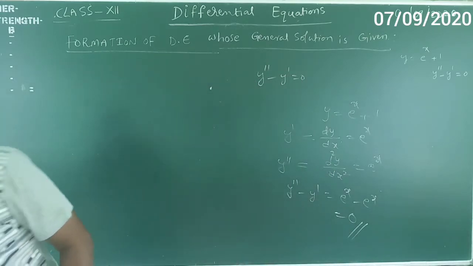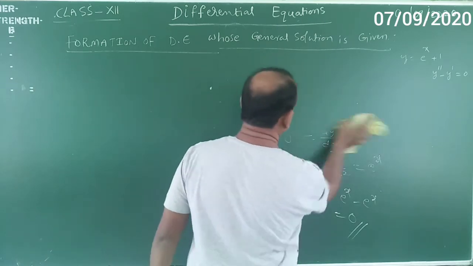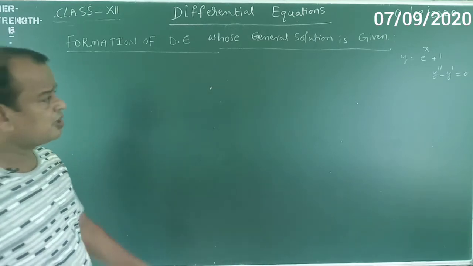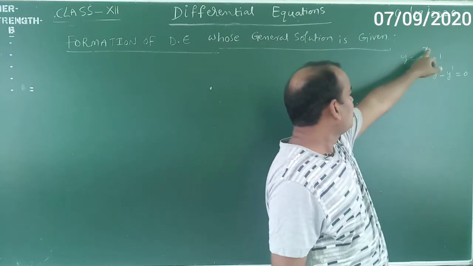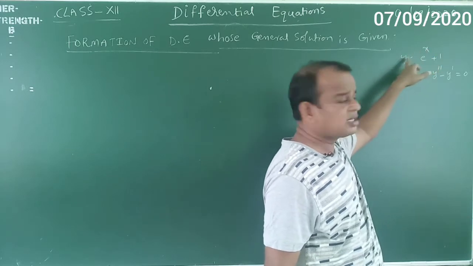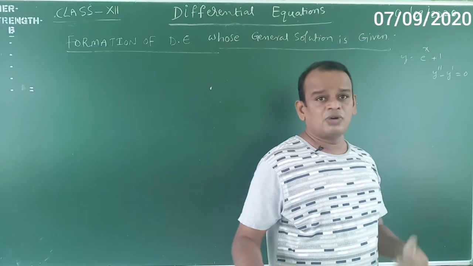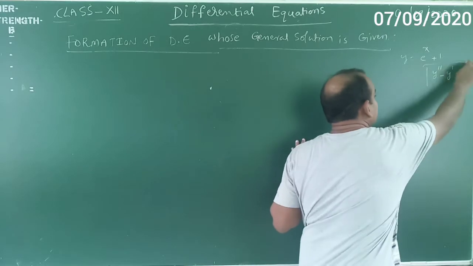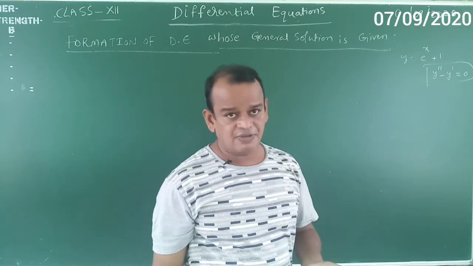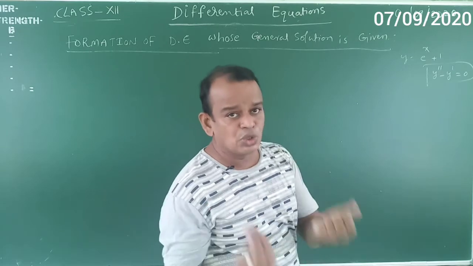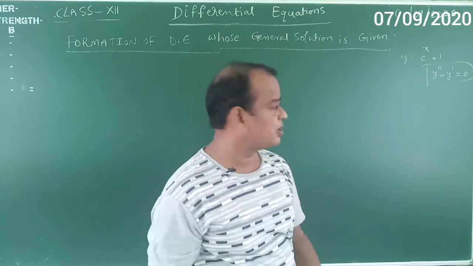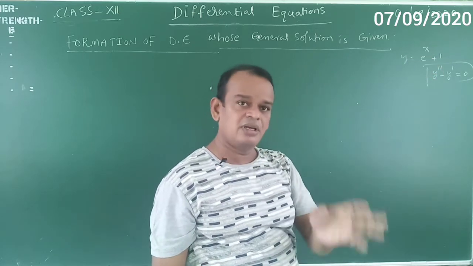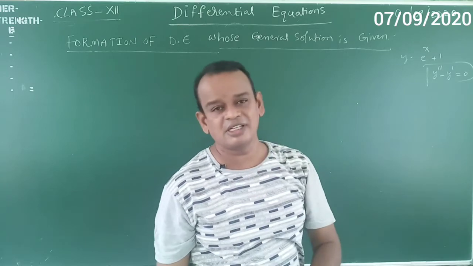My dear students, how to form the differential equation? Whenever the general solution is given, observe how it is the general solution. It contains the independent variable, the dependent variable, and constants. Now we will find the differential equation when the solution is given. Here y is equal to f of x, y is the dependent variable, x is the independent variable, and the constants are called arbitrary constants.